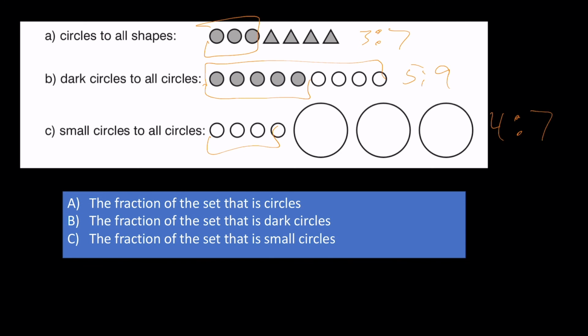And these part to whole ratios should remind you of fractions. Okay, so we have fractions of the set of circles. So we could write this as 3 sevenths, right? The fraction of the set that is dark circles, so that would be 5 ninths. And the fraction of the set that are small is 4 sevenths.